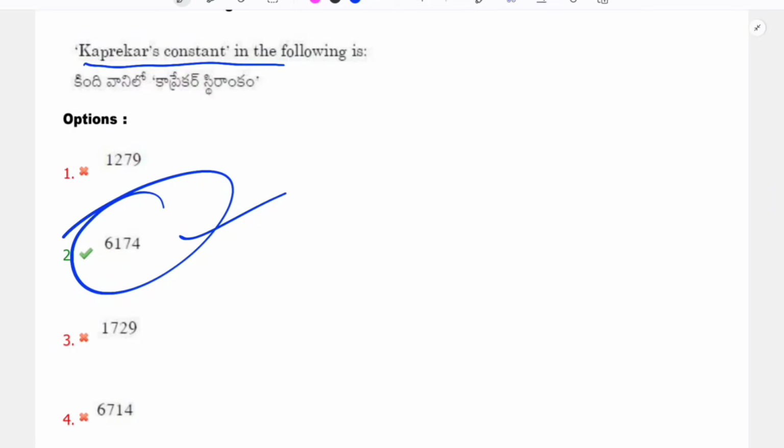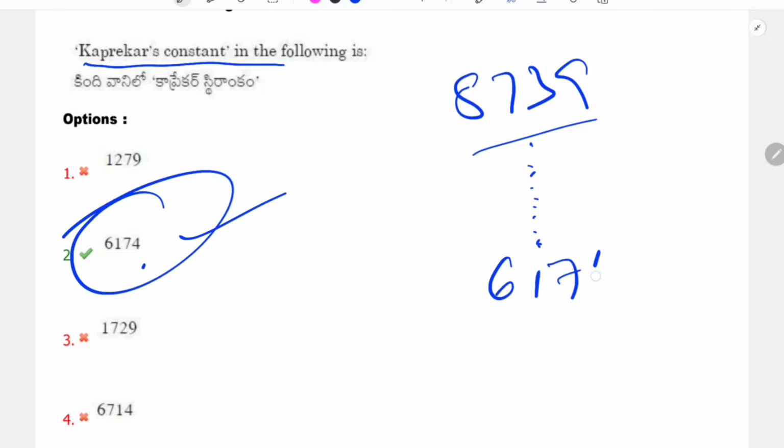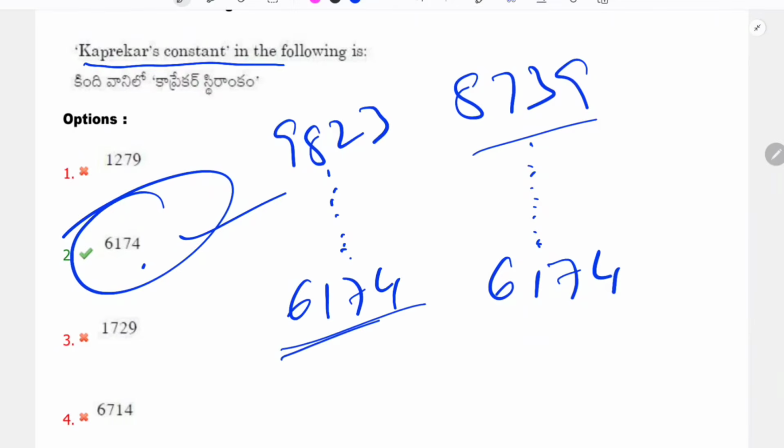That means if you take any 4-digit number, for example 8739, and if I perform some steps on this, I will end with this number. This is known as Kaprekar's constant. For example, if I take another 4-digit number, 9823, I perform some steps. I am not going into the steps because that is not needed now. So we will end up with this number. This is a very special number. This number was found by an Indian mathematician from Maharashtra. His name is Kaprekar. So he has found this.